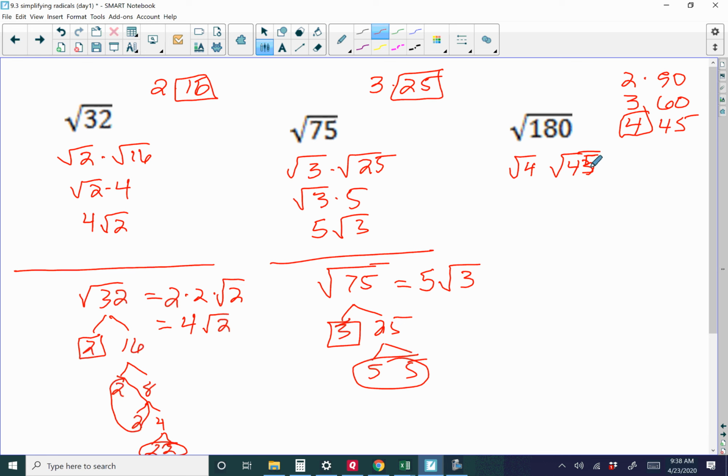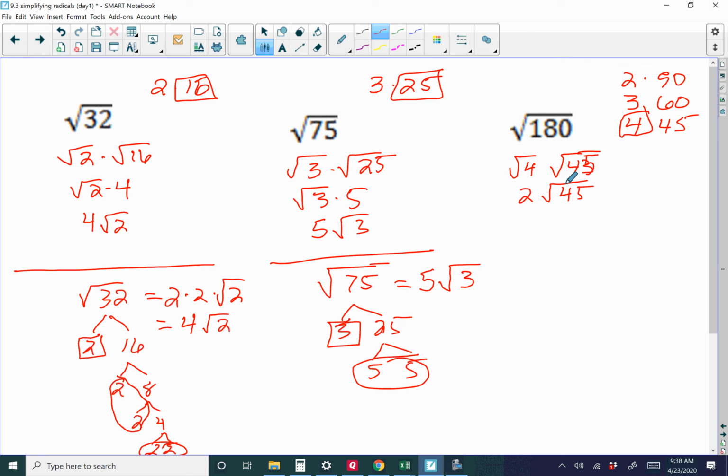Okay, that's an ugly 45, but that's what it is. That gives me 2 times the square root of 45. Now, here's the thing. Square root of 45, you have to break it down further. If there are factors inside the square root that are perfect squares, you have to break it down further. You're not done until it's broken down all the way without factors that are perfect squares.